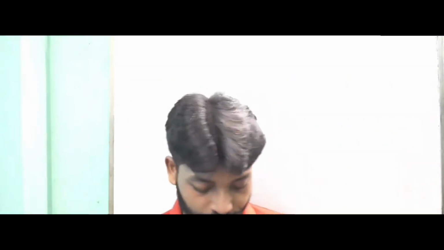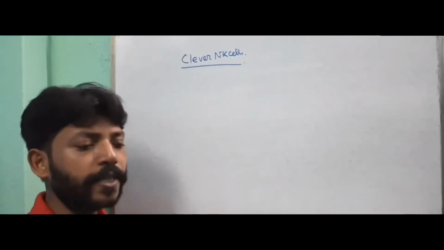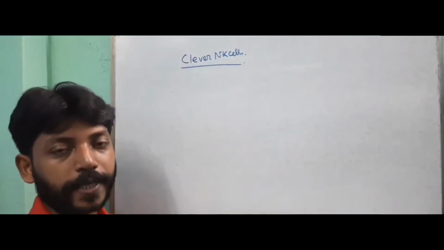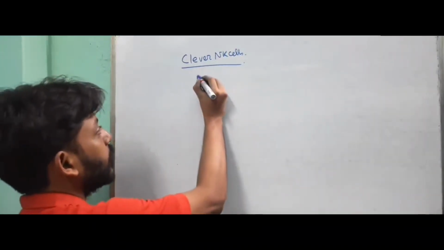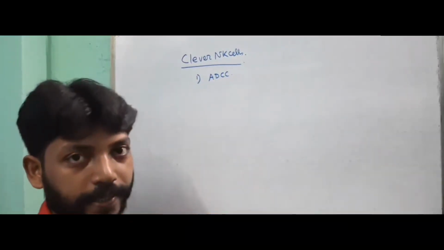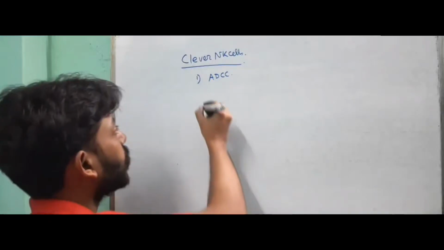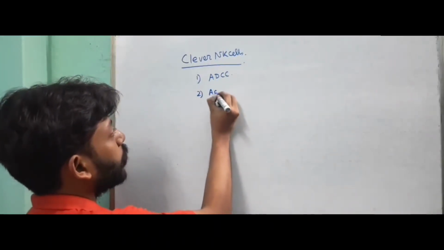Today's topic is the clever NK cell. If you see the function of this NK cell, there are mainly three functions that are performed by NK cells. The first is ADCC, that is only played by NK cells. It means antibody-dependent cell-mediated cytotoxicity.